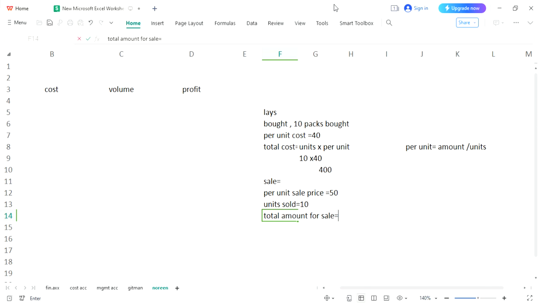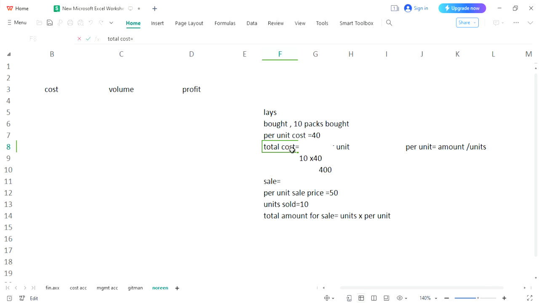No matter if you are calculating total amount of cost or total amount of sale, there is no difference of formula. Again, you will do the same thing. Here you will be multiplying units with per unit, but try to understand the difference. You have written units multiplied by per unit, and here you have used the same formula while calculating total cost.